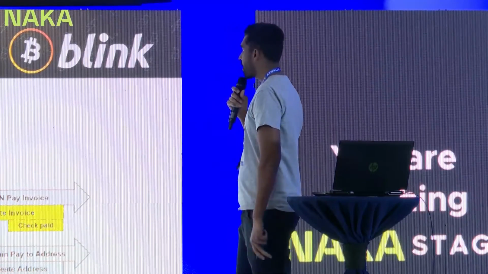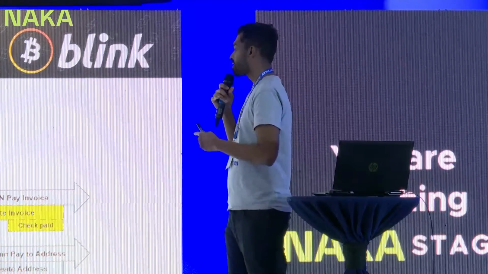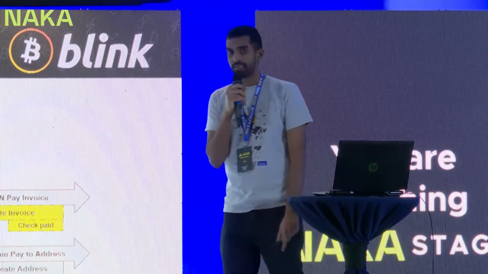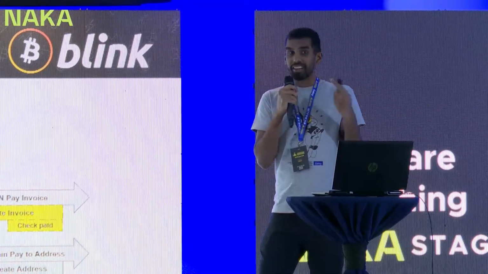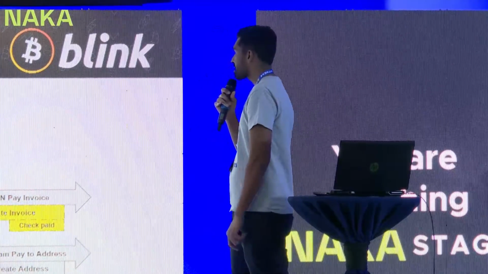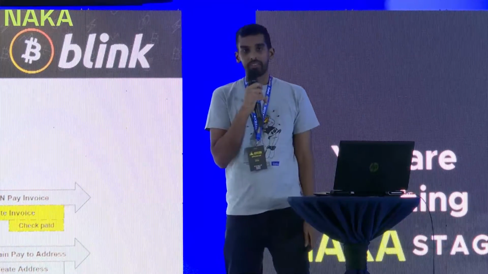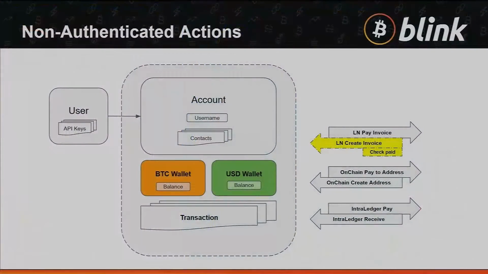And we also have unauthenticated operations that you can do as well. So if I have the details of somebody's account, somebody's wallet, and I'm not logged in as them, I'm not authenticated as them, I can still do certain actions. So I can still create an invoice on their behalf. I can still check if that invoice has been paid. And that's a useful thing. I'll get into the sorts of applications it's useful for a bit later, but that's something that's also possible on the API.